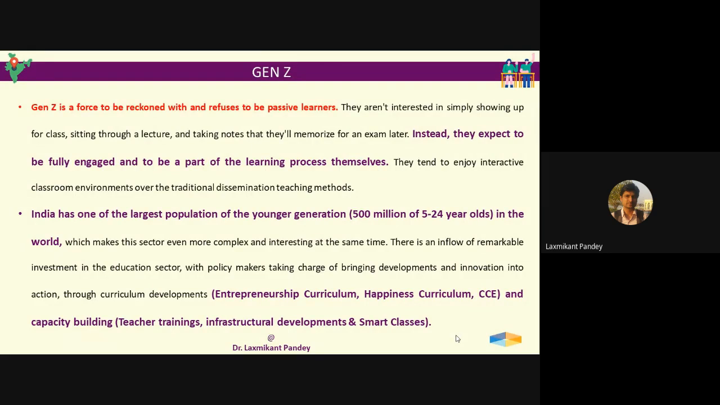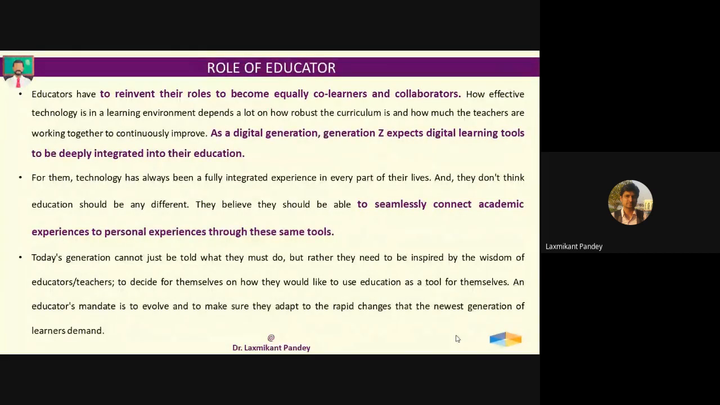Different kinds of skills are also important, and because of those skills, the students can compete with other students, and he can create some place in the global scenario. Now, because of the requirement of today's generation, that is called the Z, the role of the educator is changing if we compare with older times.